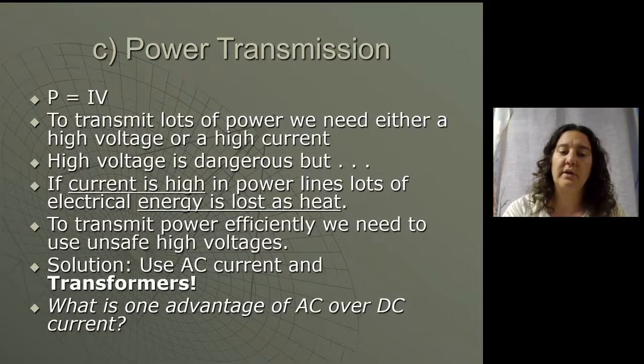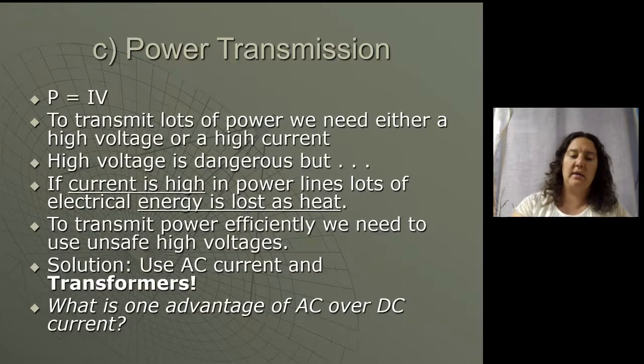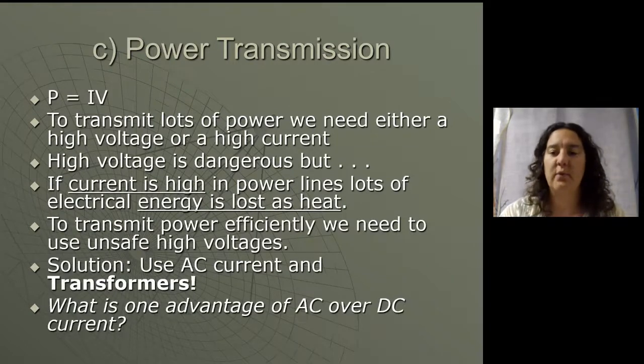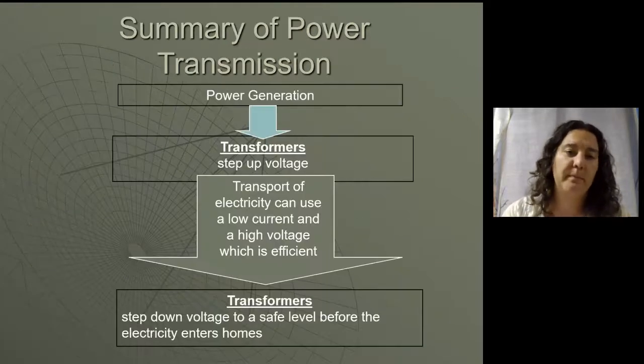So we're going to use alternating current so that we can use transformers. One advantage of using alternating current is that we can transform it, which is to step down the voltage to a safe level before the electricity enters the home.